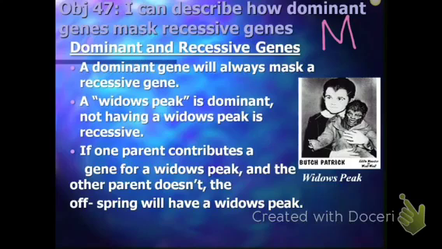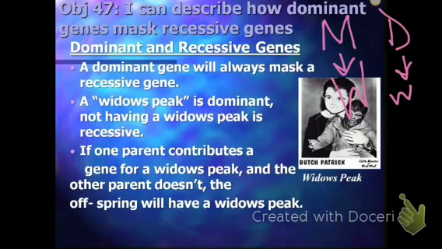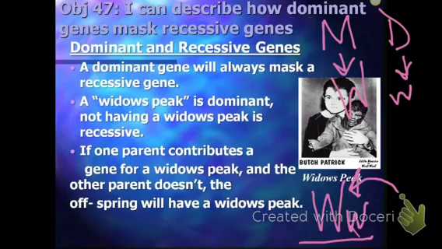So, mom and dad, okay? Mom has a widow's peak, so she's going to pass down that trait. Dad doesn't have it, so he has a lowercase w. Okay? So if mom passes it down and dad doesn't, you get this. We're going to talk about what this is, but you get a capital and a lowercase. Anytime you have a capital letter, that is the dominant trait. It is going to mask the recessive gene.